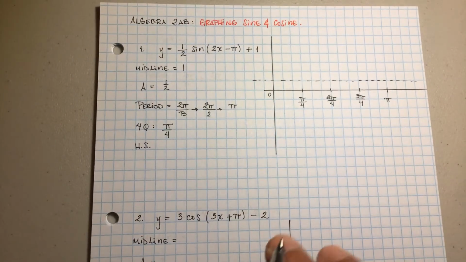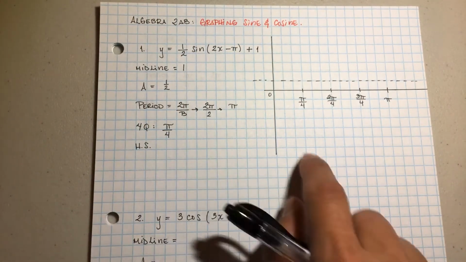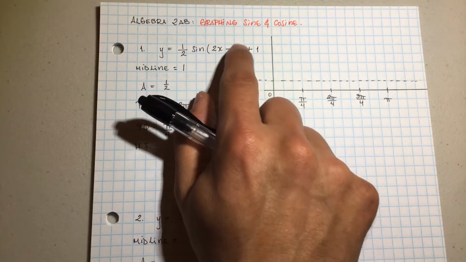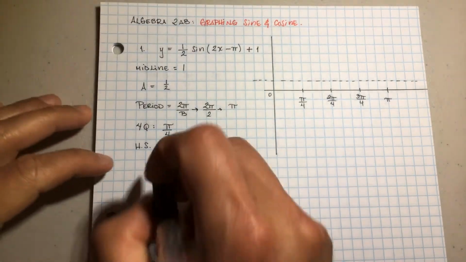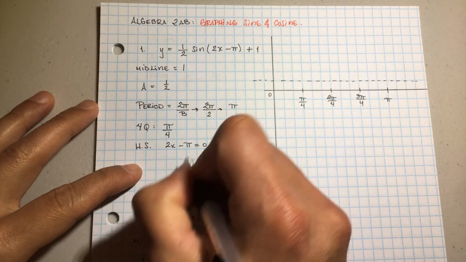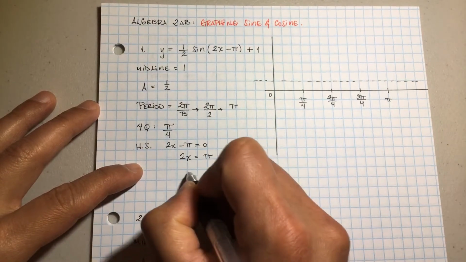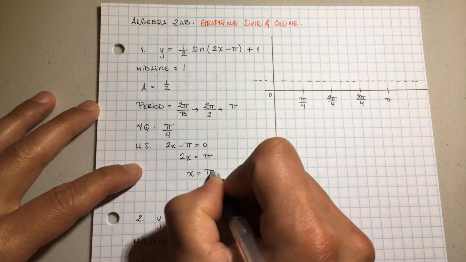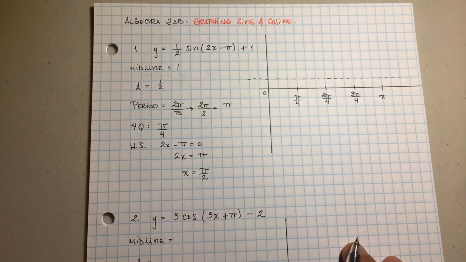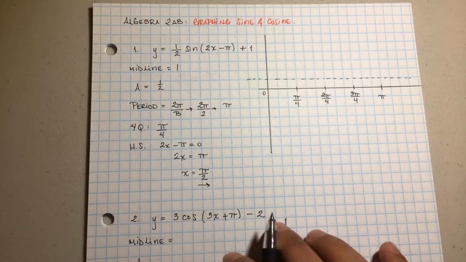Lastly, let's do a horizontal shift. And the horizontal shift moves it left and right. And that's going to be guided by whatever's inside the parentheses. So let's go ahead and just solve that. So we're going to get 2x minus pi. We're going to set that equal to 0. We're going to solve it. So that means 2x is equal to positive pi. Divide both sides by 2. We're going to get pi over 2. And that's it. Now, because it's a positive, we're going to move it pi over 2 units to the right.